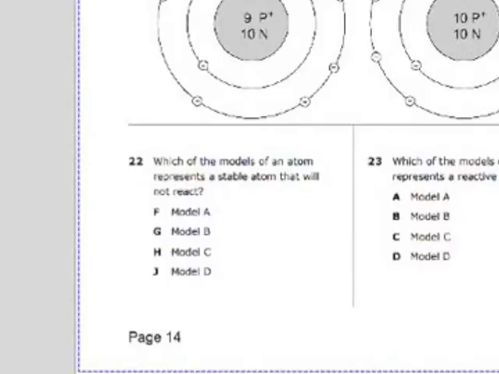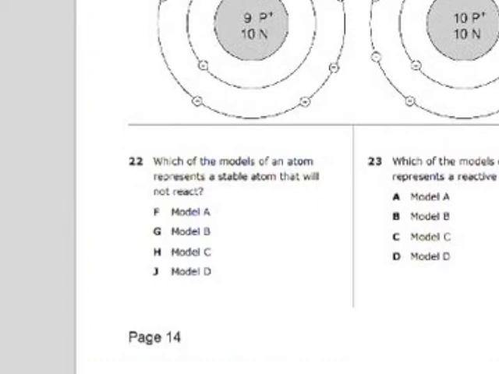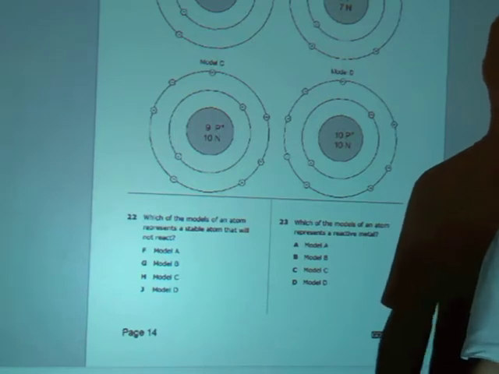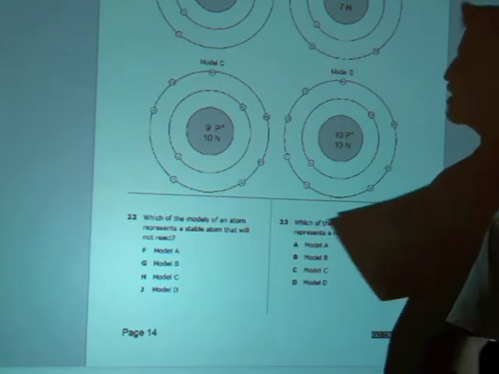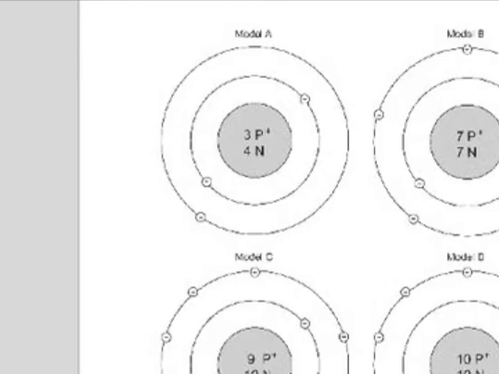22, which of these models of an atom represents a stable atom that will not react? Okay, if it's stable, what are we looking for in the atom? What tells us if an atom's stable? Patrick, what tells us if an atom's stable? If the outer ring of the atom is full. Okay, so if the outer ring is full. Is this one full? Nope. No, because it's only got one sitting there.